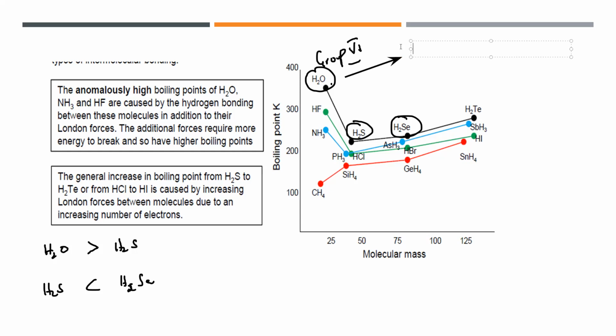London dispersion forces are always there, because whenever you have electrons, you will have London dispersion forces as well. So the major force will be hydrogen bond. That is a major force. And there will be London dispersion force.